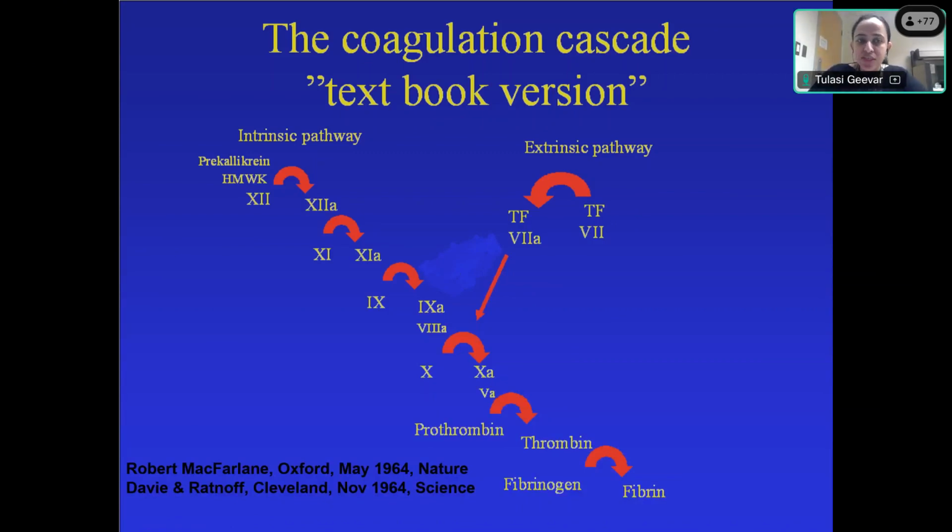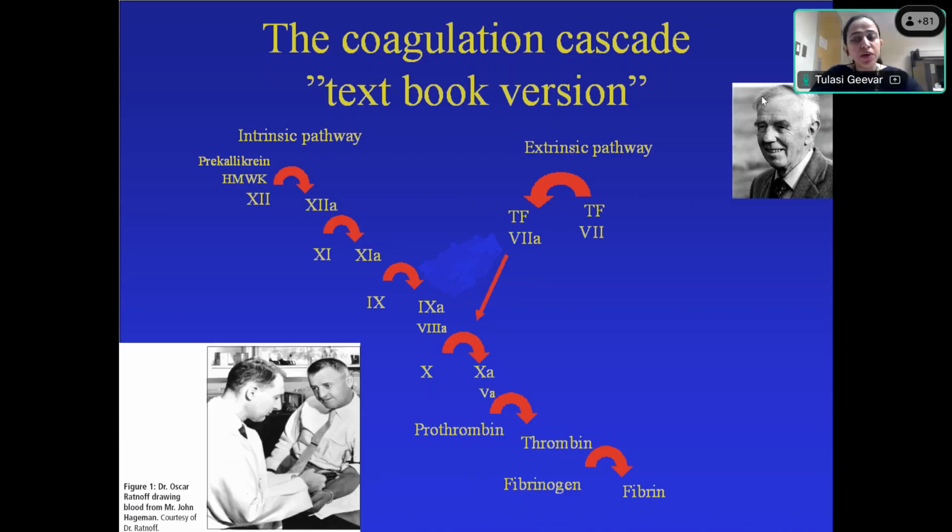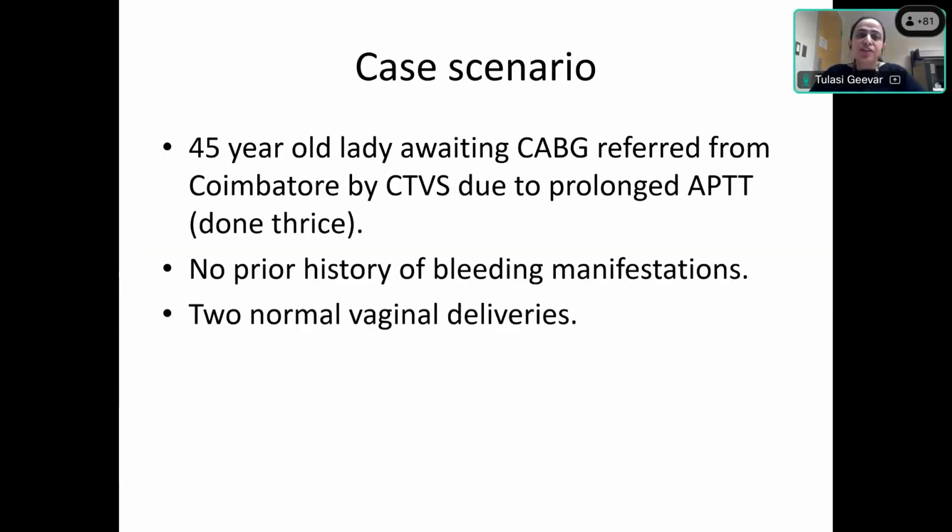While in the intrinsic pathway, there is activation of the contact pathway with activation of 12 to 12A, 11 to 11A, 9 to 9A, and 9A, in the presence of its cofactor 8, activates 10 to 10A. From this point, it is common between the extrinsic and the intrinsic pathway. Now, this pathway was proposed by Robert McFarlane and Oscar Ratnoff in the year 1964, in separate publications in the same year. Now, to understand the problems with this cascade, let us go through a case scenario.